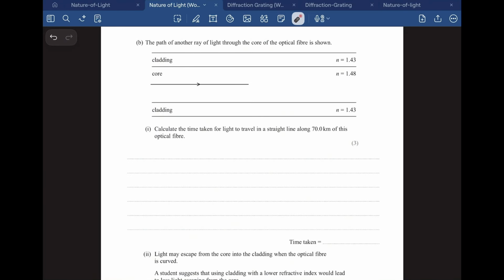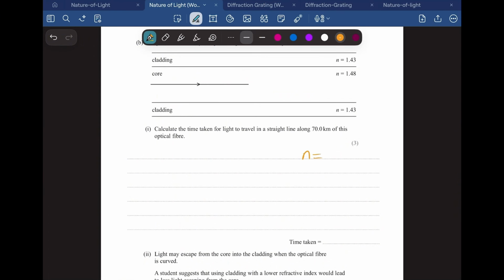Now we know it is in the core. As it is in the core, we know there is a formula of refractive index, that is n is equal to c by v, right? And here we can make v the subject, so it will become c by n. We know the refractive index of the core in which the light is traveling. So we can figure out the velocity from there, and we can use that velocity with this distance. We know velocity is equal to distance divided by time taken. We can just divide the distance by the velocity to get the time taken. That is what we can do.